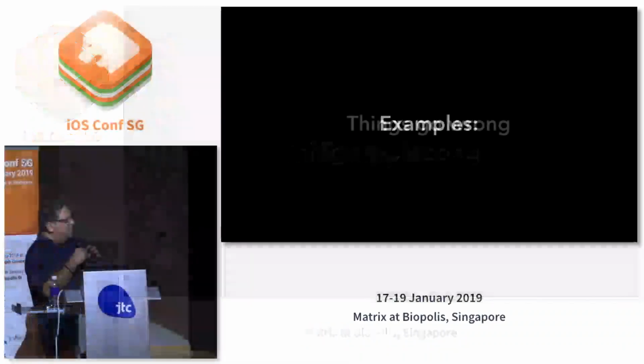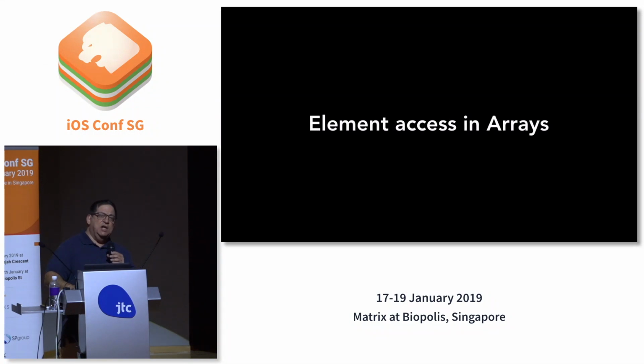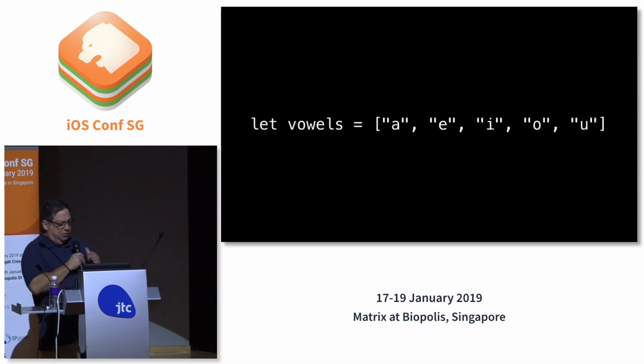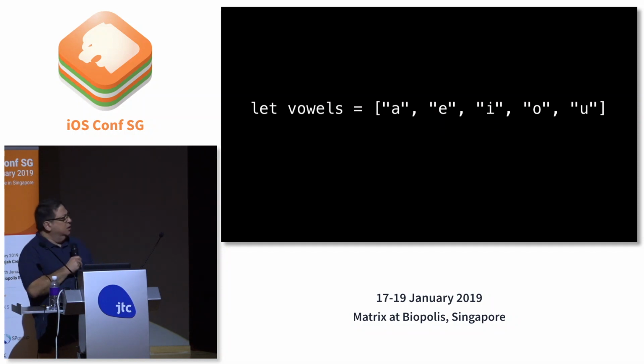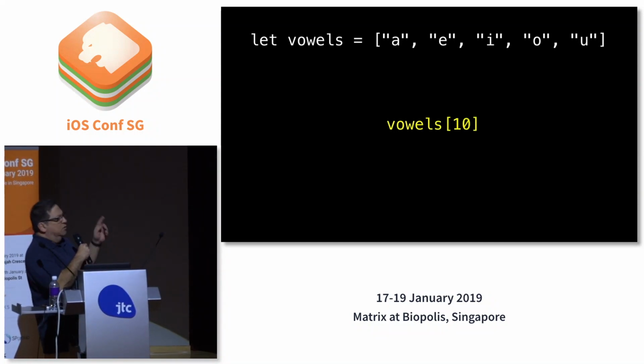And let's look at examples from the Swift standard libraries. For example, when you try to access elements in an array. So I'm going to start with an array of the vowels, and let's pick one of them out. I'm going to pick out vowels at position 1, and I get the letter E, and I just feel so good about myself. So now let's pick out vowels 10, and they could have implemented it many ways.